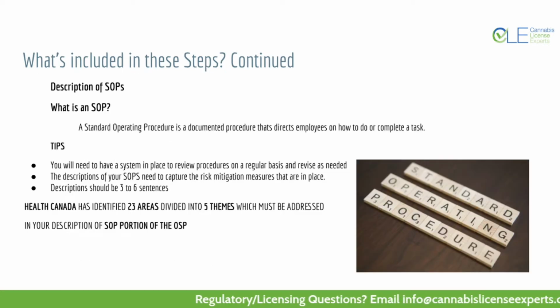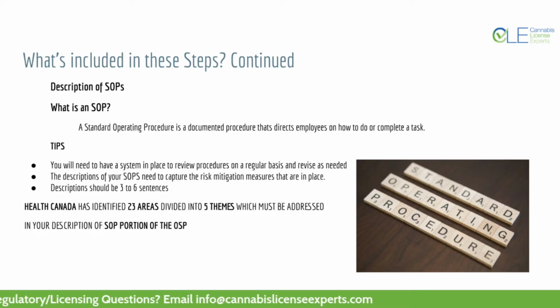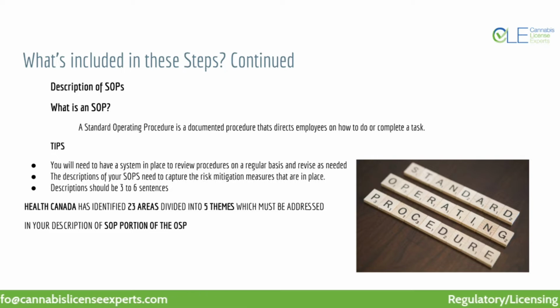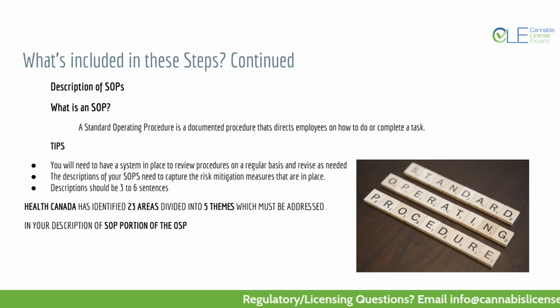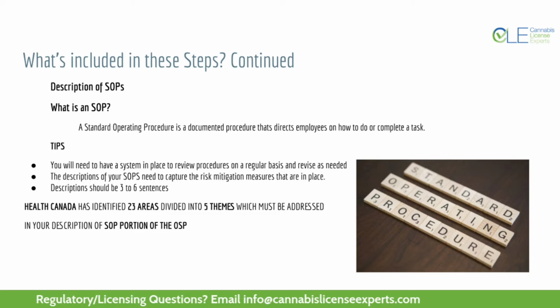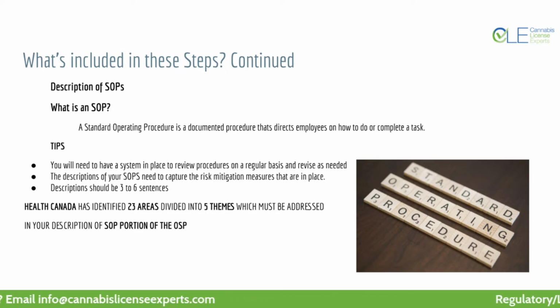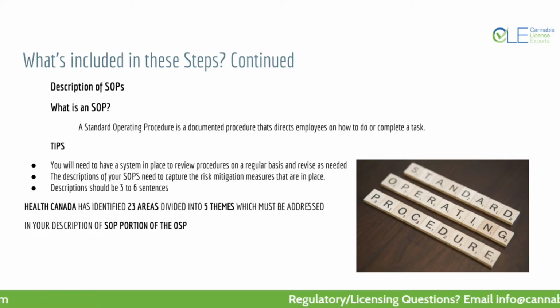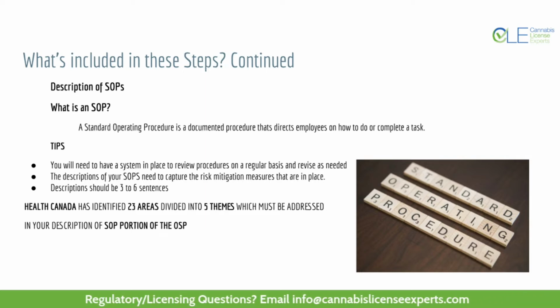So next, a description of your SOPs. So what is an SOP? An SOP is a standard operating procedure. It is a documented procedure that directs employees on how to do or complete a task. So basically, an SOP tells the employee what you're going to tell them. You're going to tell them how to do it, how to record that they've done it, how to identify any deviations from that, and how to report and track anything.